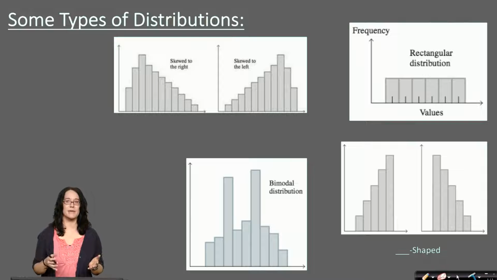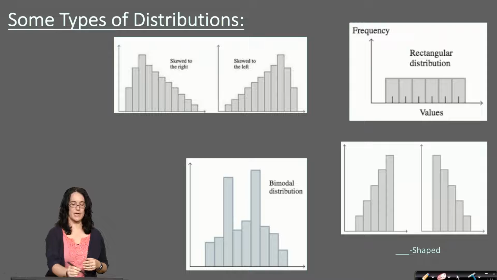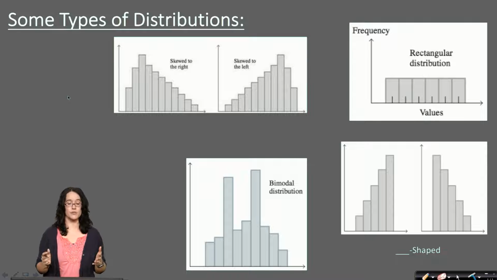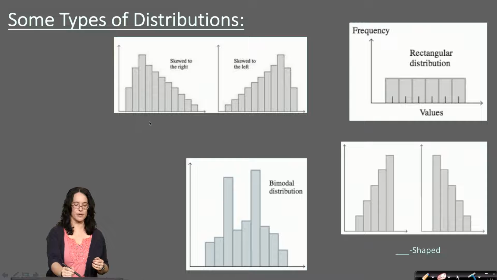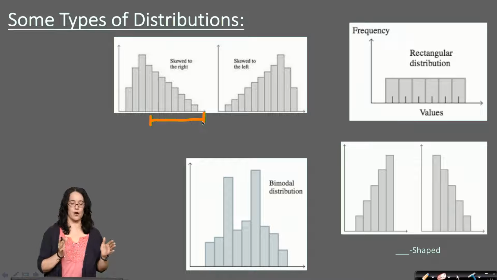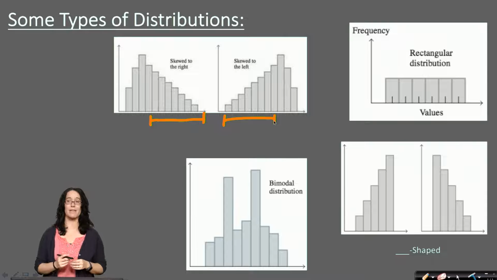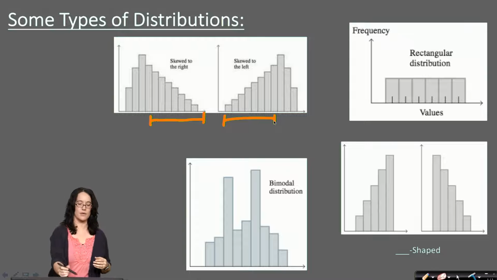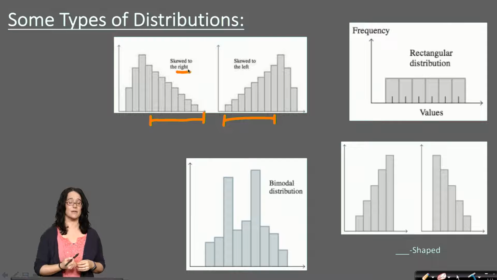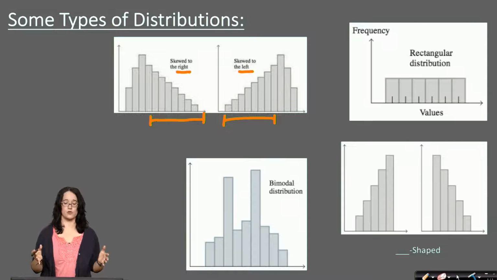So let's first go over some basic types of distributions that are pretty popular in statistics. The first two on the top of your slide here are what we call distributions which are skewed in one direction. In the first one on the left, most of your classes are heavily occurring on the right side of the graph, whereas in the second one, most of our distributions are occurring on the left side of the graph. Thus, we would say in the first case that we are skewed to the right, whereas in the second case, we are skewed to the left. So that's a skewed distribution.